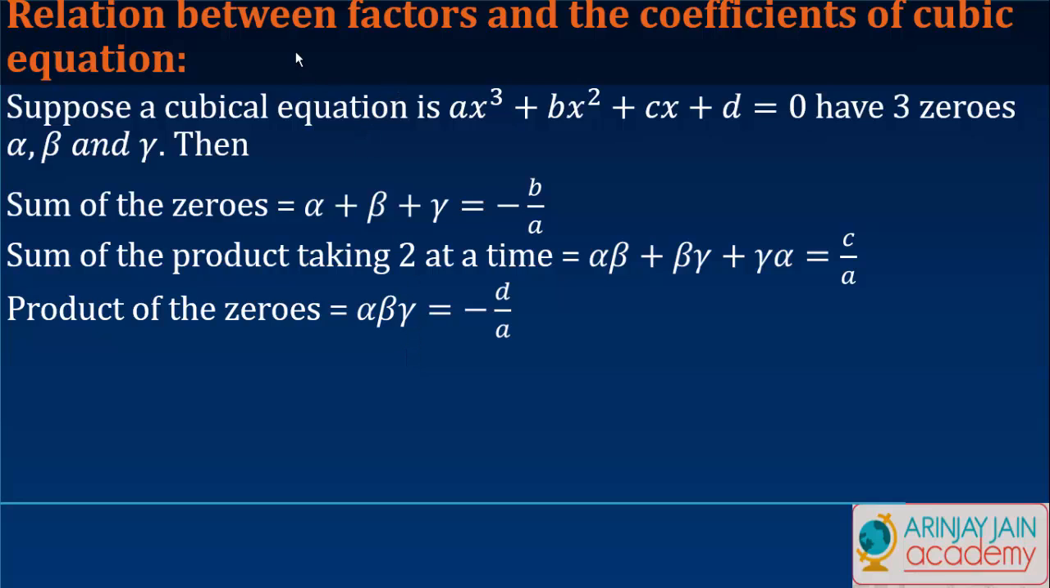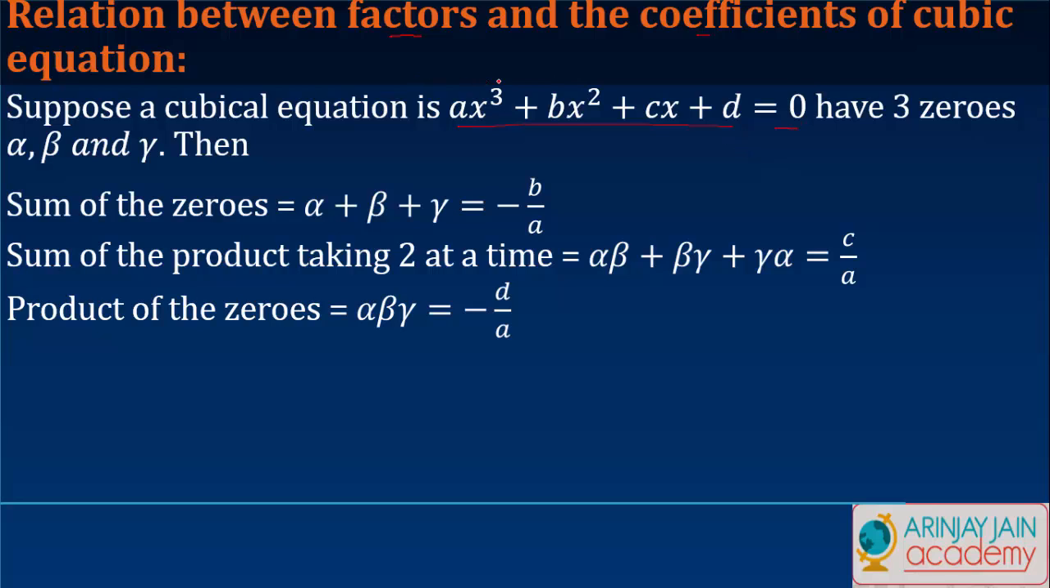So earlier we saw the relationship between the factors and coefficients of a quadratic equation. Now let's see what is the relation between the factors and the coefficients of a cubic equation. Suppose a cubic equation is ax cubed plus bx squared plus cx plus d is equal to 0.